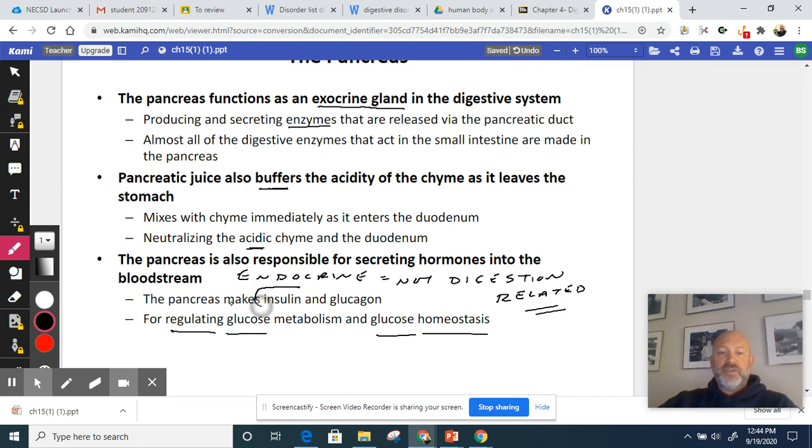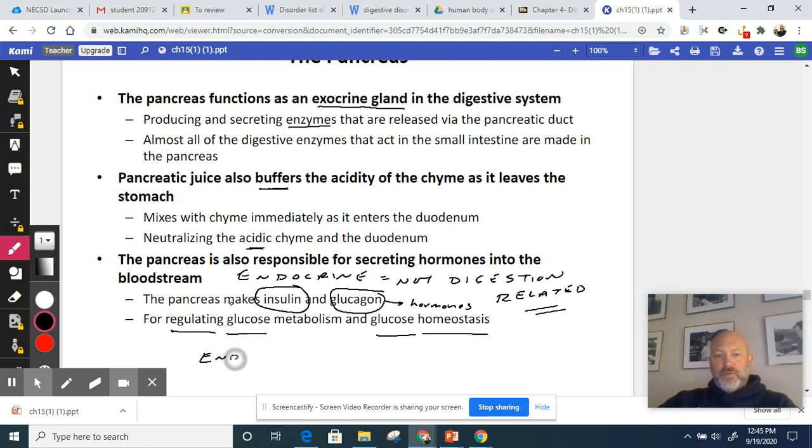It produces insulin and it produces glucagon. These are hormones. These are not enzymes, they're hormones. When you have high blood sugar, you produce insulin. And what the insulin does is it essentially takes the glucose in the blood and sends it into the liver and into the muscles, lowering glucose levels. When your glucose levels in the blood are low, the pancreas produces glucagon. And what that does is cause the liver to release the glucose back into the blood. So there's an endocrine function and there's an exocrine function.